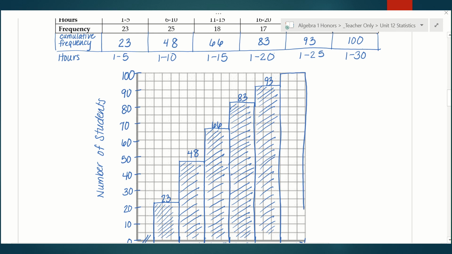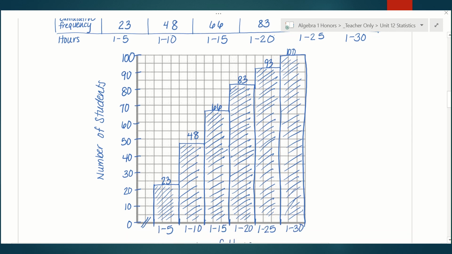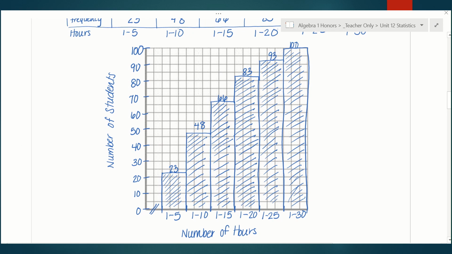Again, your last bar should always end at whatever the total number of people are, whatever it is that you're surveying. Okay, so again, the only difference between a cumulative frequency histogram and a regular histogram is that your bars on a cumulative frequency histogram are going to continually increase because you're always adding the number that came before. Okay, so those are the two types of representations that we needed to learn today. But now we're going to answer some questions about them.